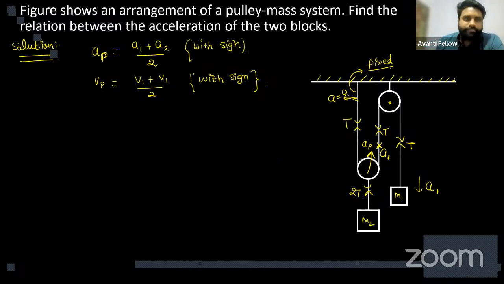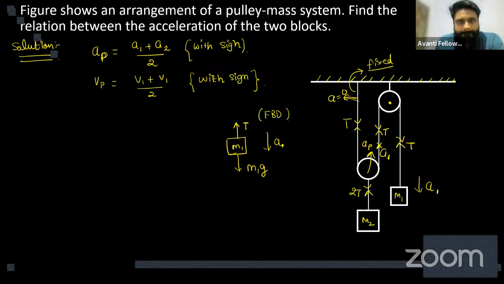the opposite is negative. Okay. So for this, let's draw the FBD of block M1. This is M1. There is a force M1g acting downward. The upward force is tension T. And the acceleration is downward, which is A1. Okay. So now we write the equation for this FBD, using Newton's second law of motion.